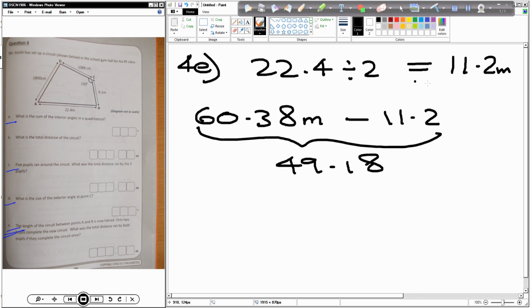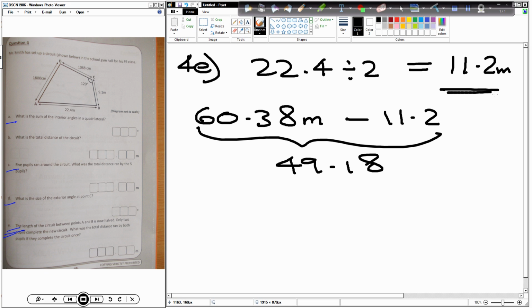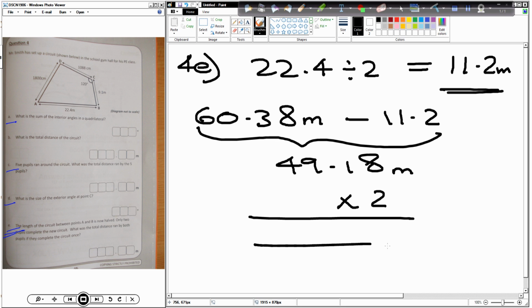22.4 divided by 2 is 11.2 meters. So we've lost 11.2 meters. Now from the previous question, we know the distance around the path was 60.38. We've lost 11.2 meters, so we now have 49.18 meters the total distance. And we have two pupils, so we multiply 49.18 by 2. That gives us a total of 98.36. So 98.36 is the distance for 4E. Lovely.